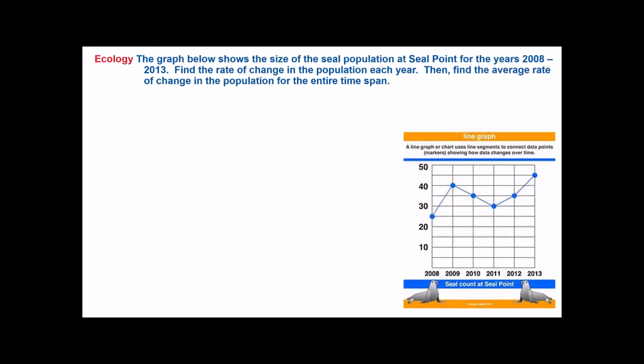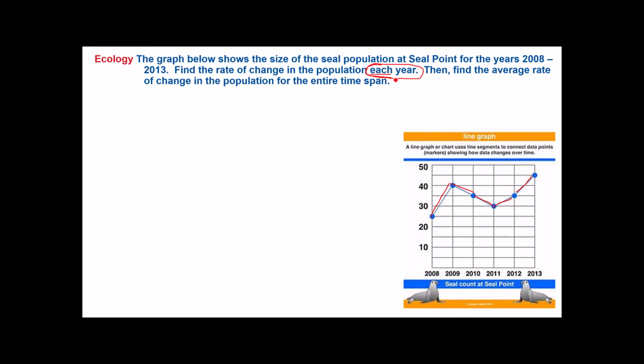Let's keep going. Here we have the same type of information given to us in graphical form. It says the graph shows the size of the seal population at seal point for the years 2008 to 2013. Find the rate of change in population each year. Oh, I don't like that because each year means I need to do it between every pair of points in the graph. That means I'm going to have 1 rate of change, 2 rates of change, 3, 4. There's going to be 5 answers to this short little question.